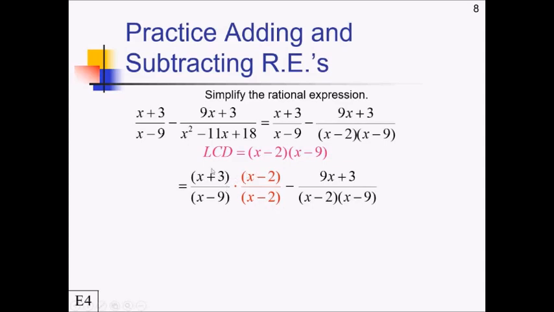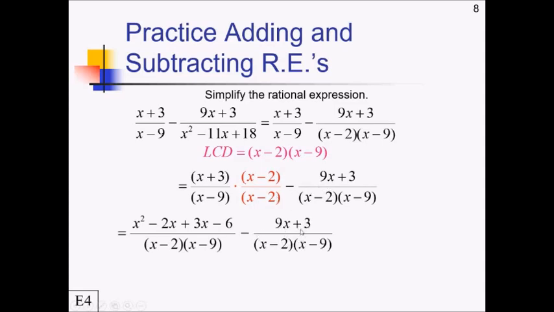So multiplying those numerators together, we're going to have to FOIL this out now. We've got x times x, that's x squared. X times negative 2, that's negative 2x. Then we have a 3x and a minus 6. Downstairs, we have our LCD of x minus 2, x minus 9. Again, that was kind of the whole point. And this other fraction doesn't change at all, so that's kind of annoying to have to rewrite it, but at least we don't have to think about that.